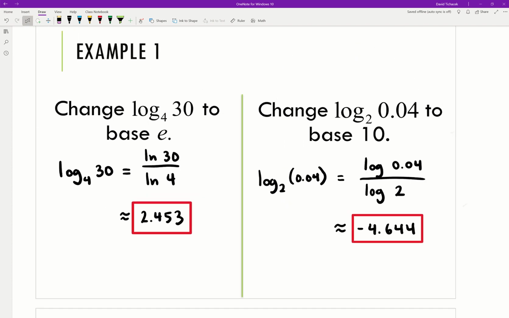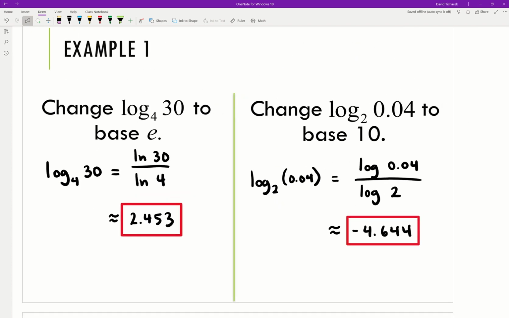But the point is, regardless of what calculator you're using, maybe it's the one that's on your phone, maybe it's a scientific calculator you've been using since elementary school, what have you, you can always go ahead and evaluate the log with any base of any input.